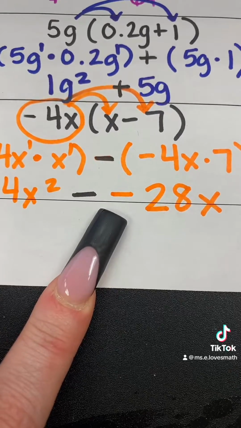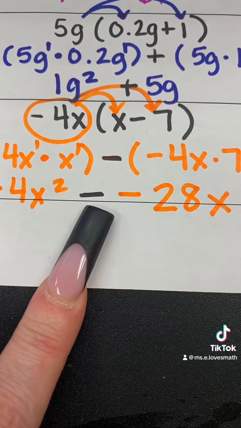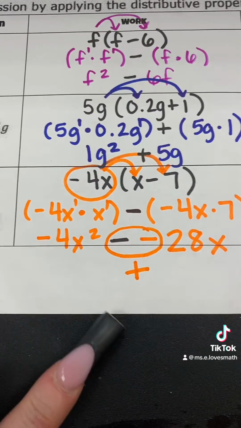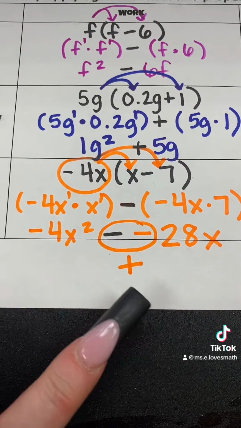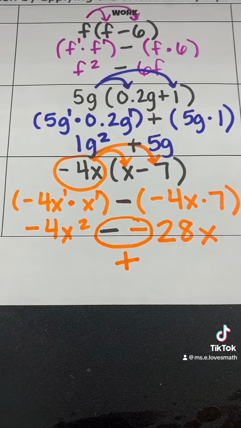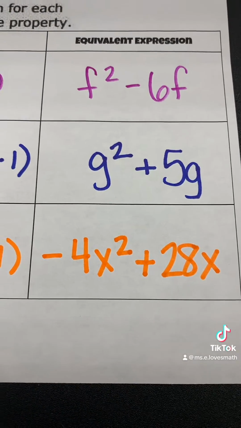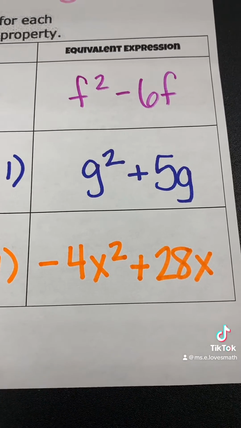We need to take care of this situation right here. We have a negative and a minus, and we don't want that. In previous videos, we've talked about how minus a negative is the same thing as adding. So our final answer is going to be negative 4x squared plus 28x.